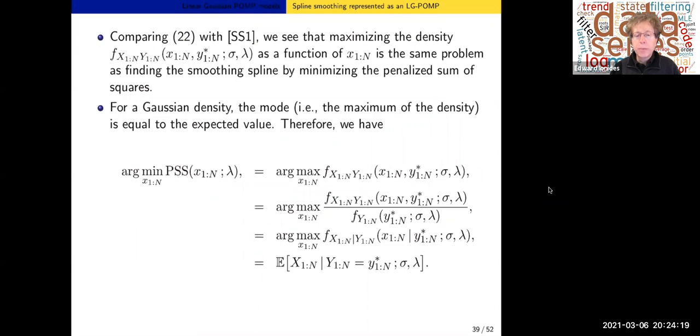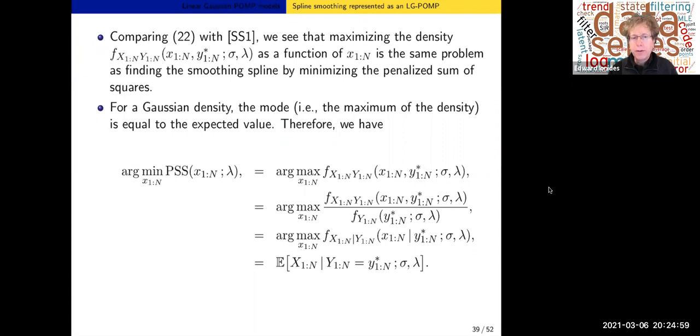And so if we compare equation 22 with SS1, we see that maximizing this joint density is the same problem as finding the smoothing spline by minimizing the penalized sum of squares. And now we're going to argue that this maximization is closely related to the filtering problem, because the key here is that for a Gaussian density, the mode, which is the maximum of the density, is the same as the expected value. And so let's run through the reasoning.